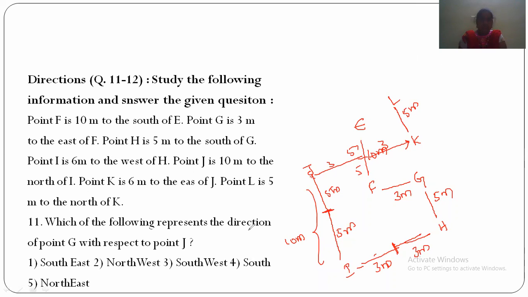Which of the following represents the direction of the point G with respect to point J? So now, with respect to whom have they asked? J. So this is J. We have to take it as a plus symbol. Whose direction do we have to know? G. G's direction is between the east and south. So the answer is southeast.